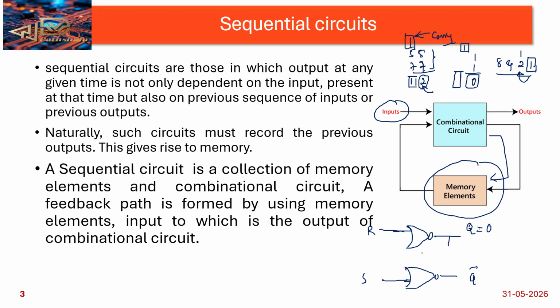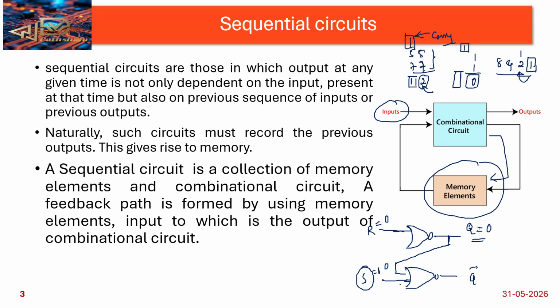So this will be connected to here. I am giving feedback, so it depends upon the present input and also the previous output. Then it gives this value. What is the value we will get here? I am giving 0 here. Suppose R equal to 0, S equal to 1. That means I am taking the set condition.